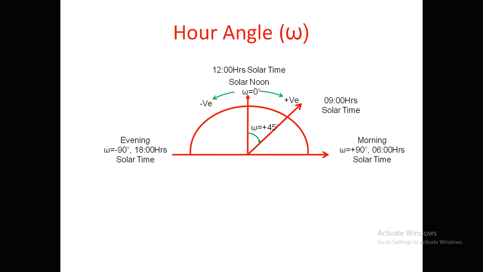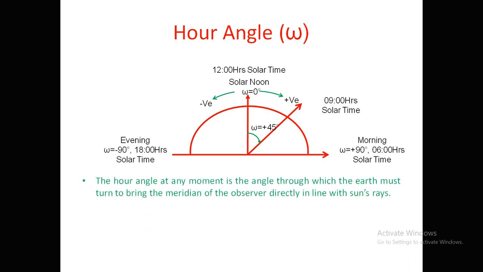Okay, this is called hour angle. So hour angle is 0 at 12 p.m., that means solar noon, and that will be positive if we go before that, and that will be negative if you go after that. So forenoon it will be positive, afternoon it will be negative. So this is the clear idea of hour angle.